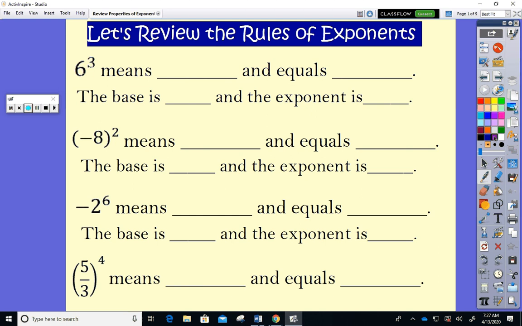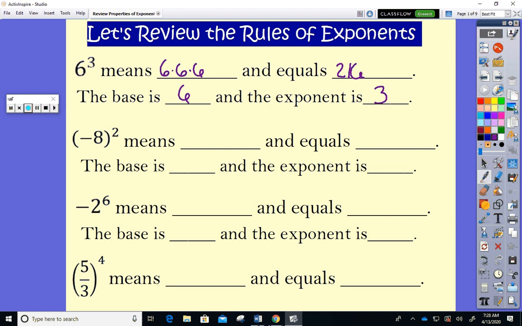So on the first problem, 6 to the third means 6 times 6 times 6. And that equals 216. Okay? So I want you to just know the vocabulary that the base of this exponential problem is 6 and the exponent is 3. Now, the next two problems sometimes get mixed up because of where the negative is.